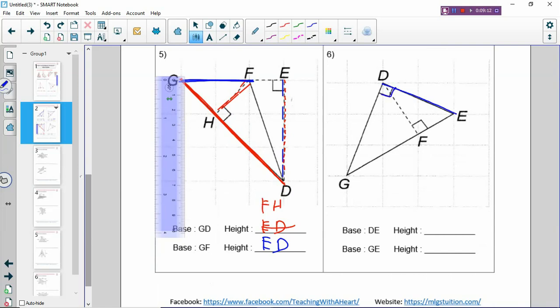Of course, there's a right angle box. So if there's a right angle box, then you know that this line must be the height already. So there's no need to use a ruler because there's a right angle box. So you can call it DG or GD.